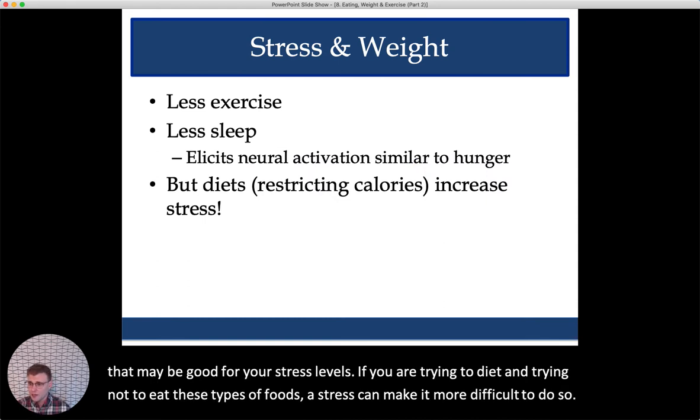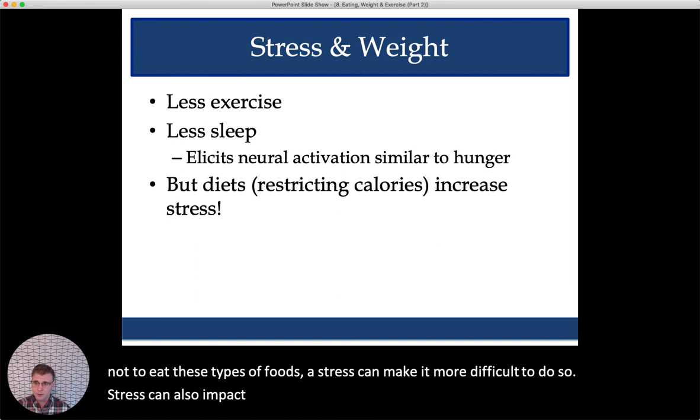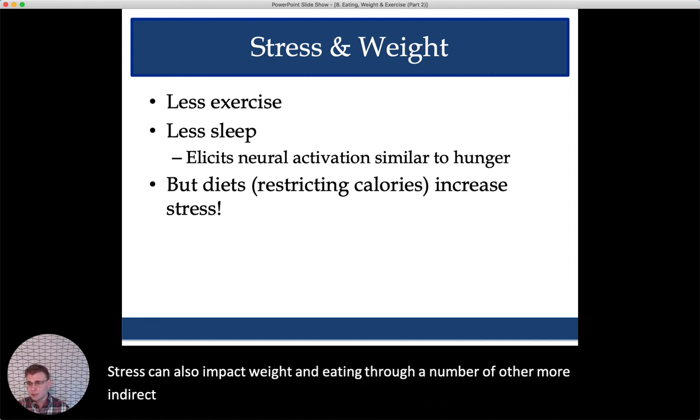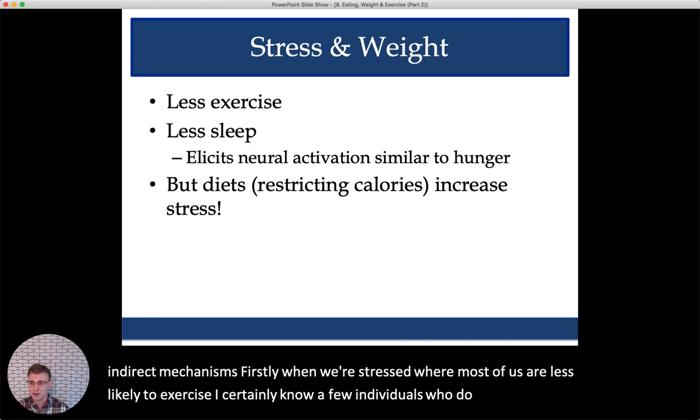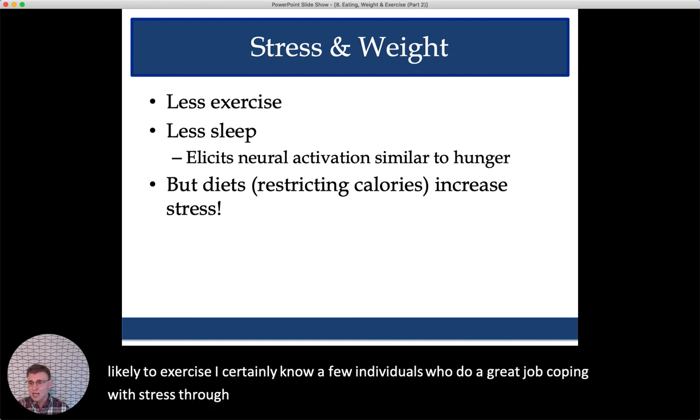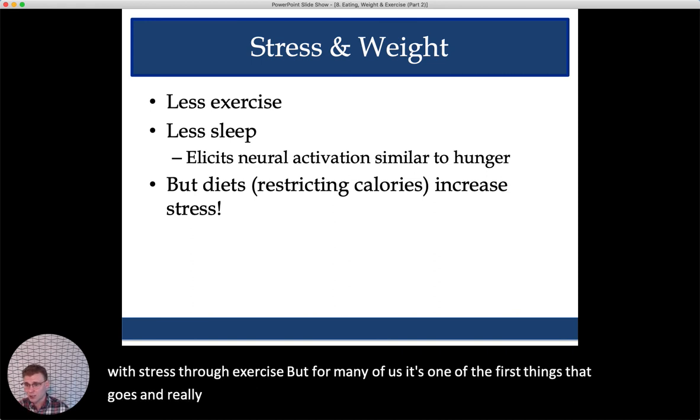Stress can also impact weight and eating through a number of other more indirect mechanisms. Firstly, when we're stressed, most of us are less likely to exercise. I certainly know a few individuals who do a great job coping with stress through exercise, but for many of us, it's one of the first things that goes, and really the second one being the next one we'll talk about, which is sleep, right?